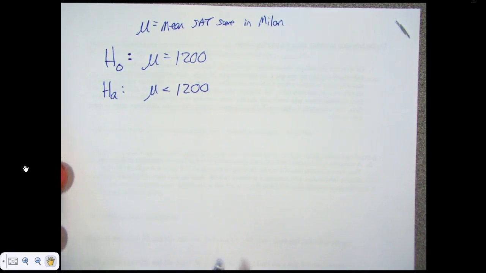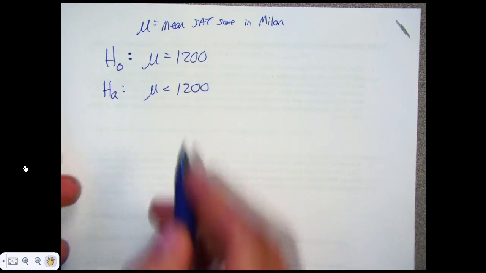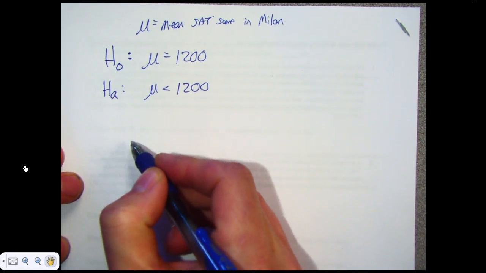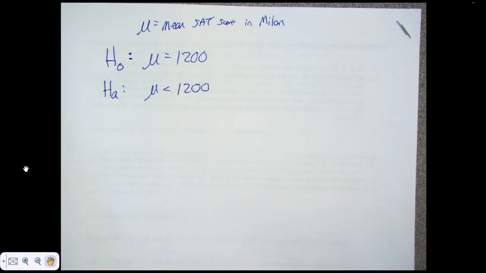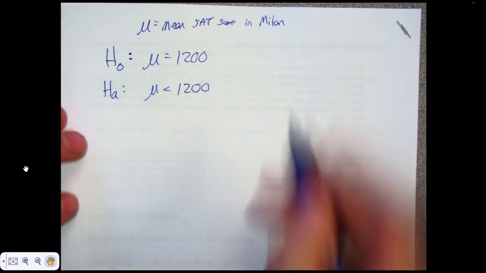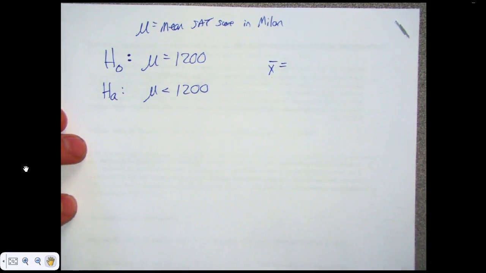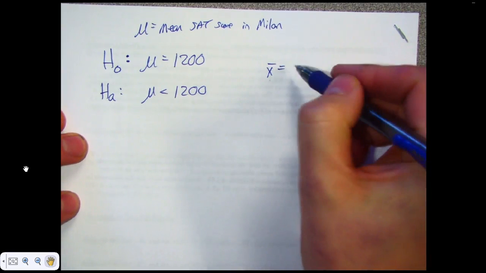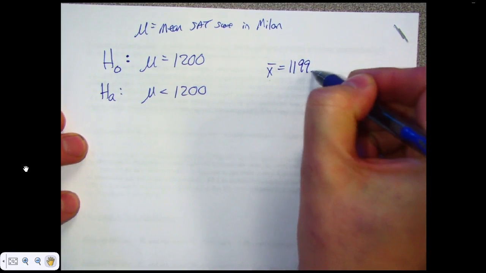Okay, so here's our options. We talked about this with the truther thing a little bit, right? So this is where this comes in. Let's say they come to Milan and they randomly choose 30 students and they give them an SAT. And they take the average of those students' scores. And that average, this would be x bar, right? That average came out to 1199.5.